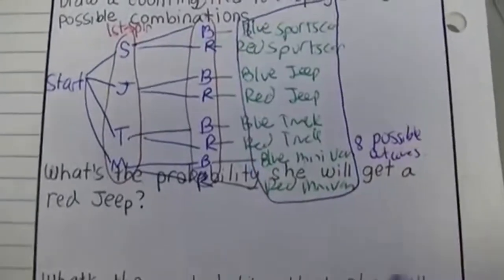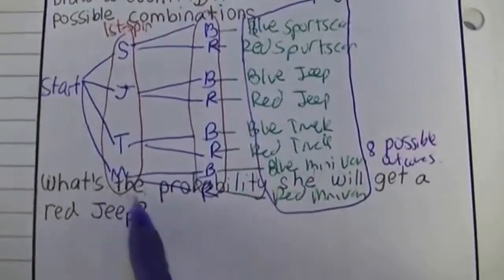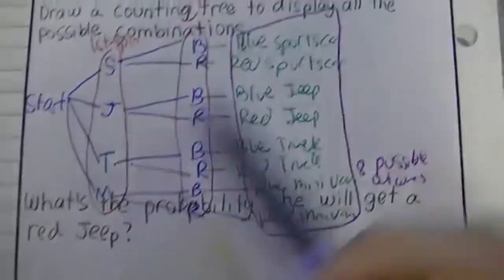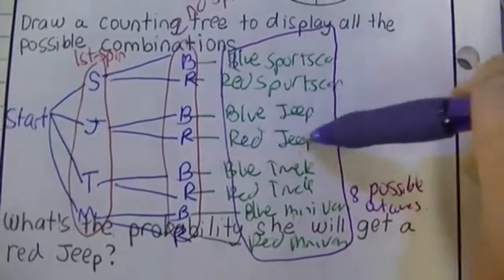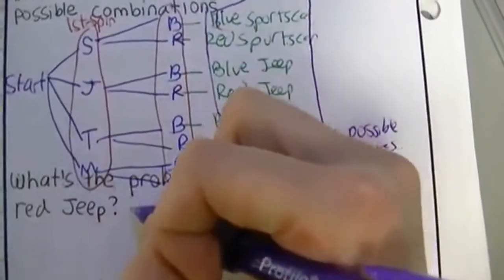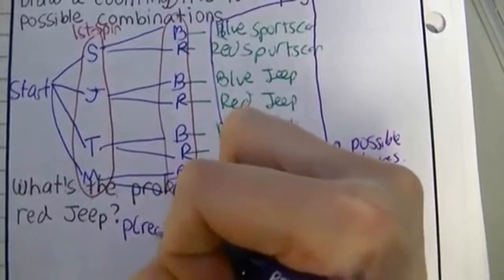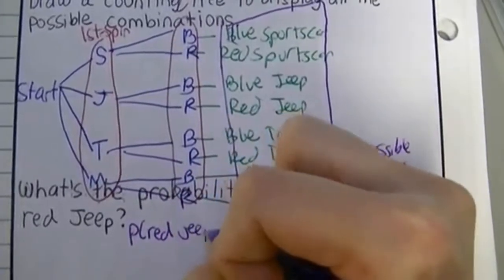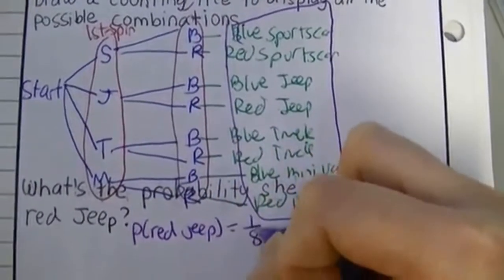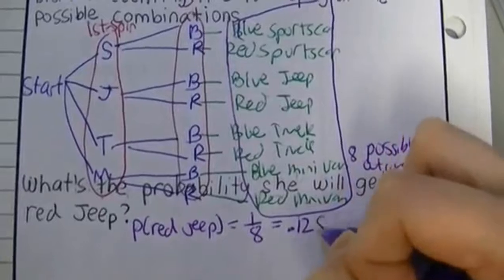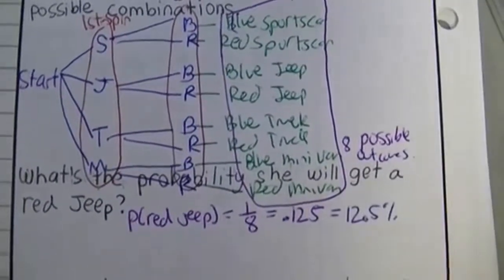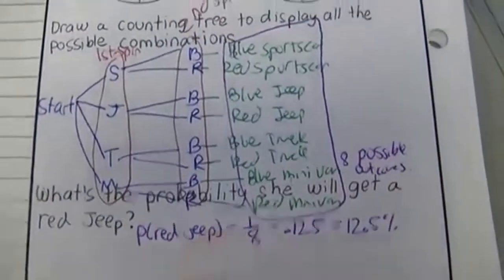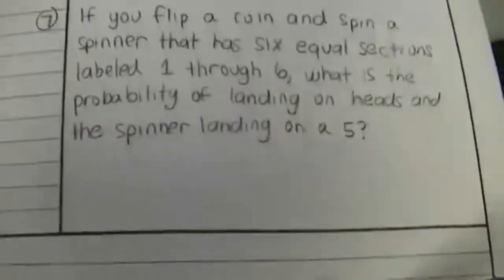Okay. So using the counting tree, you can figure out the probability that she'll get a red Jeep. So look up here, how many red Jeeps do you see? Right there, red Jeep, there's one of them out of the 8. So the probability of getting a red Jeep is 1 out of 8, which is 125 thousandths, which is also 12.5%. Okay, now let me show you how to use the strategy that I showed you on the front page.